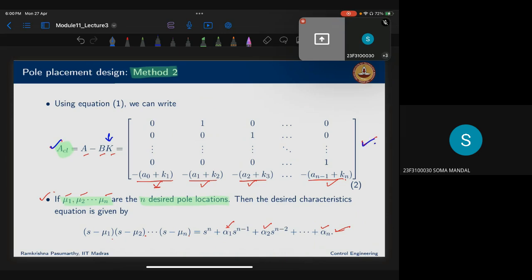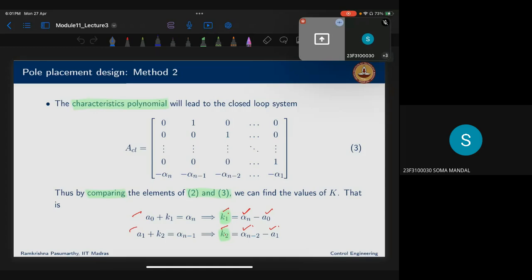Now compare both. So all these terms are going to be equivalent to this. Whenever you have this, mu1, mu2, mu n are the desired poles. We will have this polynomial. Once you have this polynomial, you can compare these polynomial coefficients with this.